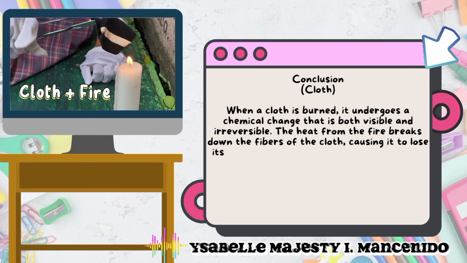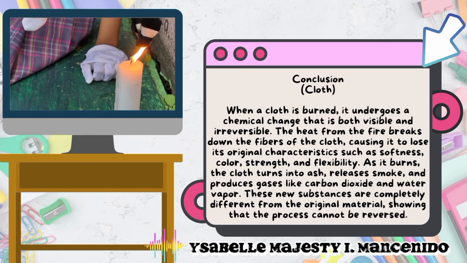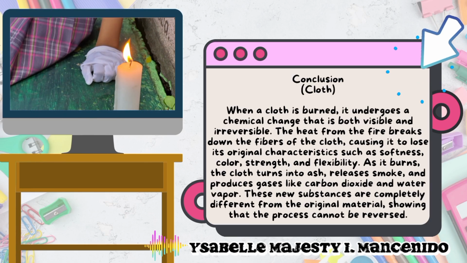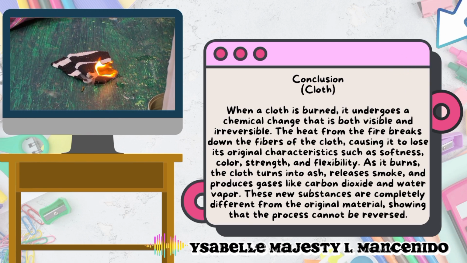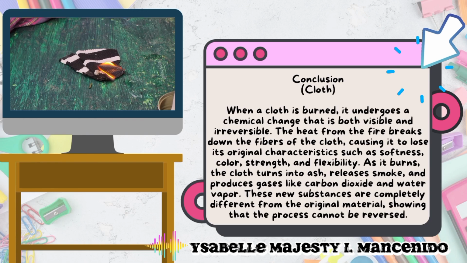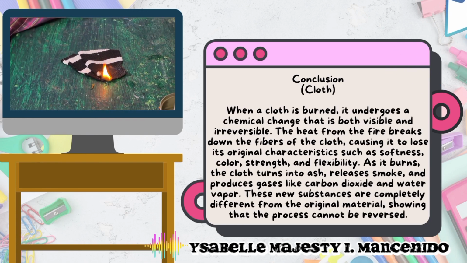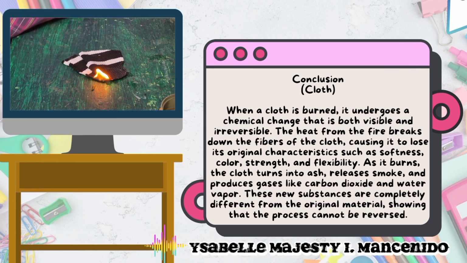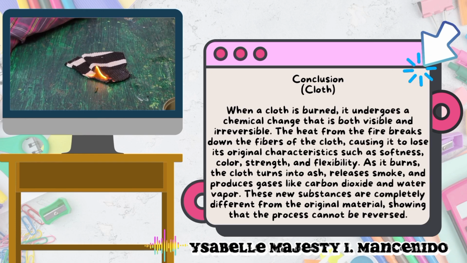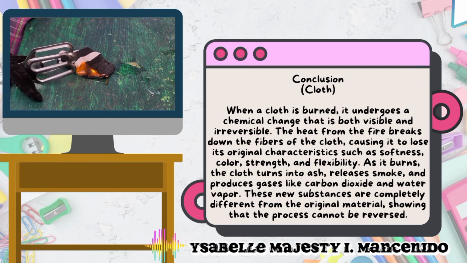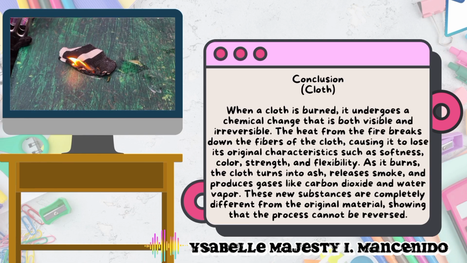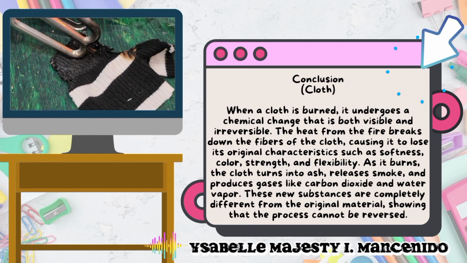The heat from the fire breaks down the fibers of the clothes, causing it to lose its original characteristics such as softness, color, strength, and flexibility. As it burns, the cloth turns into ash, releases smoke, and produces gases like carbon dioxide and water vapor. These new substances are completely different from the original material, showing that the process cannot be reversed.